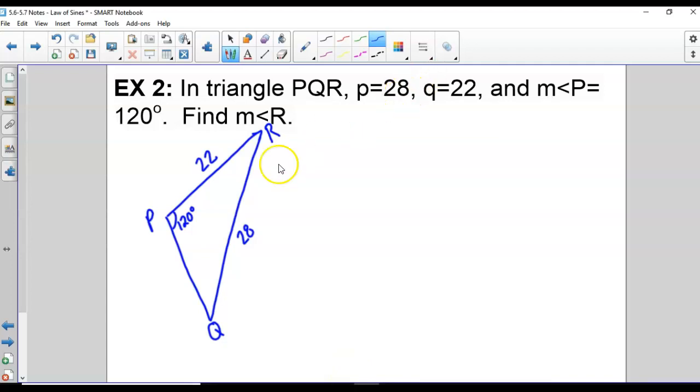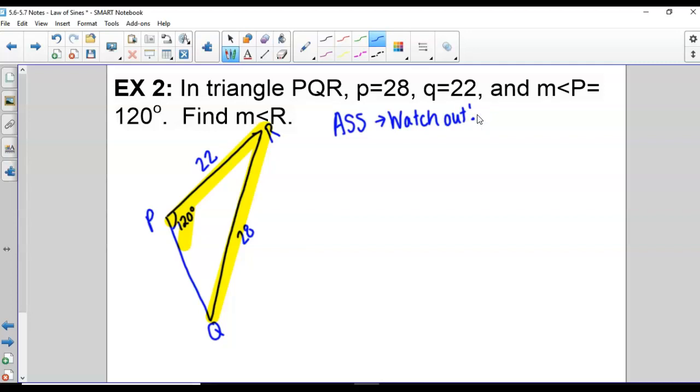Now, for this one, I do have 2 sides. So if I highlight this here, I have 2 sides, and I have the angle over here, and that angle's not the one between them. So in this case, I do have angle-side-side. So watch out. You could have what is called the ambiguous case, and I'll show you how to check for that here in a second.